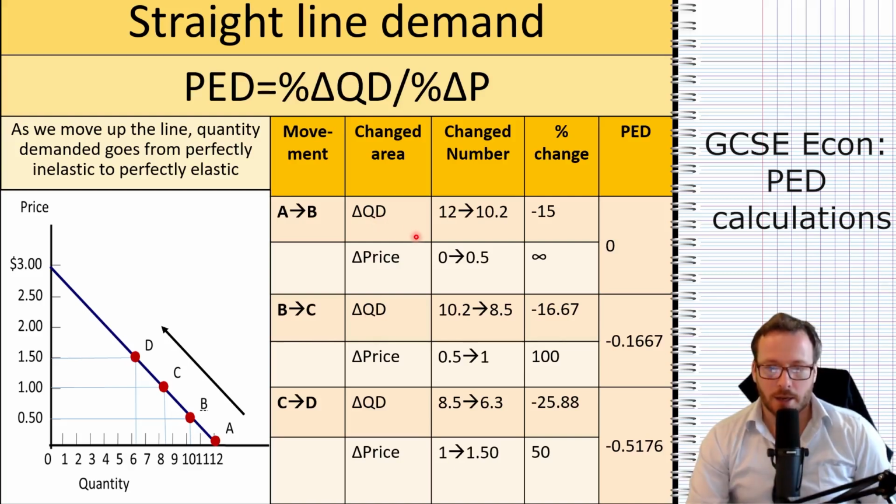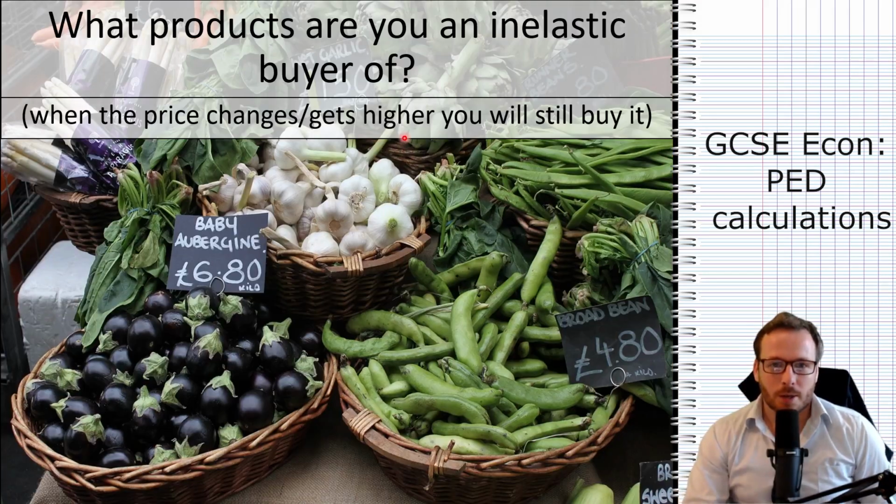Okay? Now, moving forward. So looking at this, can you identify any products you're an inelastic buyer of? I know what I'm an inelastic buyer of. I like really high quality eggs with thick shells, orange yolks. Oh, sensational.